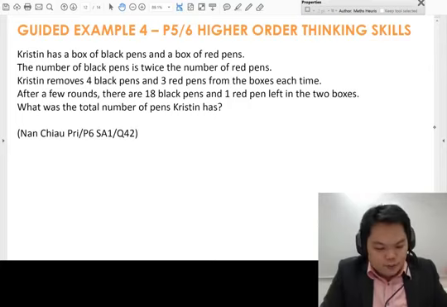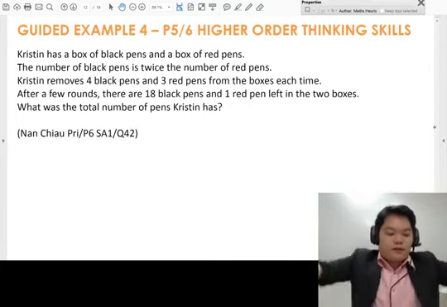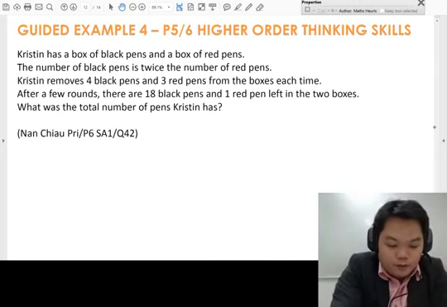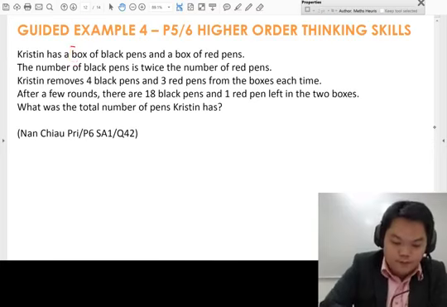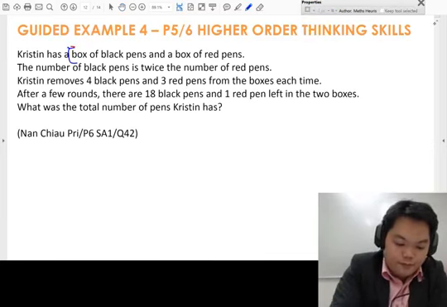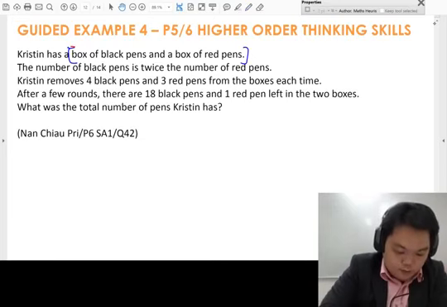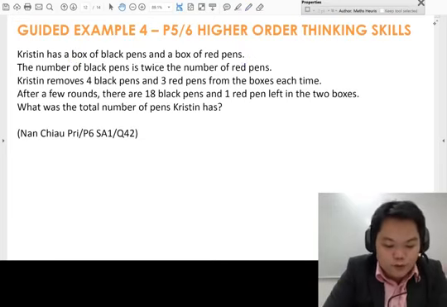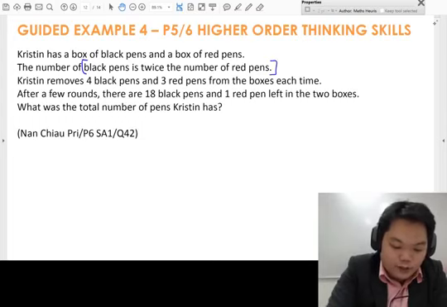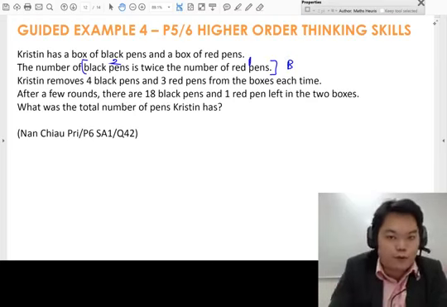Okay, now example 4. This one is a bit different. Christine has a box of black pens and a box of red pens. There is no information here. The number of black pens is twice the number of red pens. 2 goes to black, 1 goes to red. This was before anything happened.